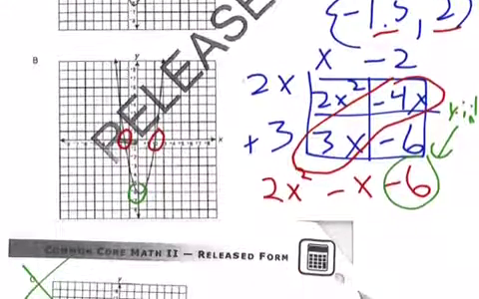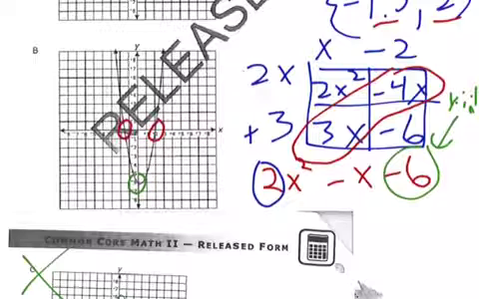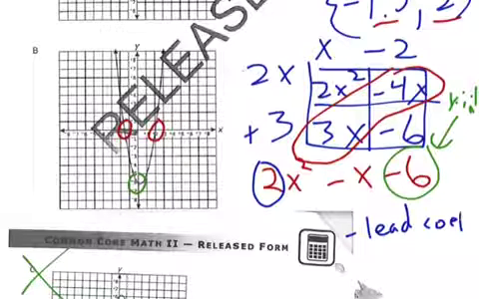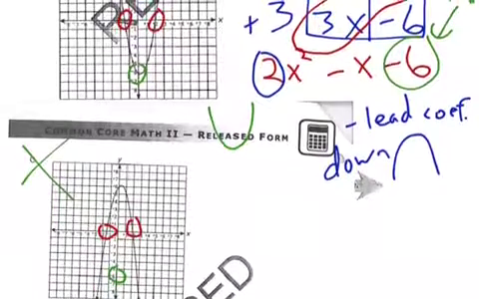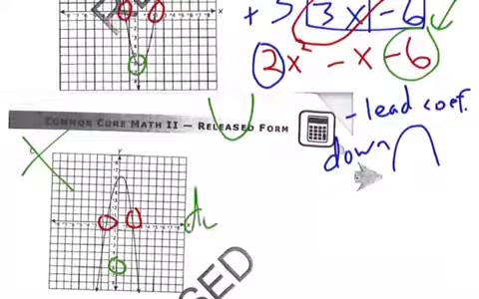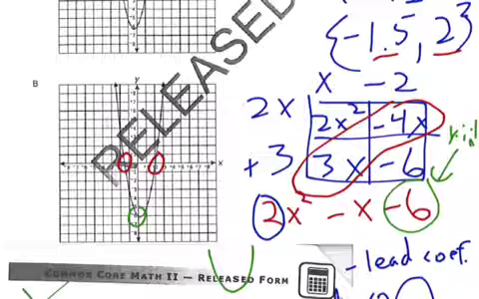You know from the lead coefficient if it opens up or opens down. If it's got a negative lead coefficient, like a negative 2x squared for instance, then that would open down. This is a positive lead coefficient, so we know it has to open up. So looking at B and C, C opens down and B opens up. So it has to be B.